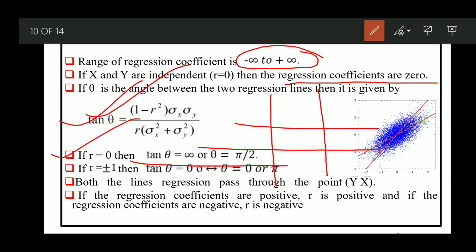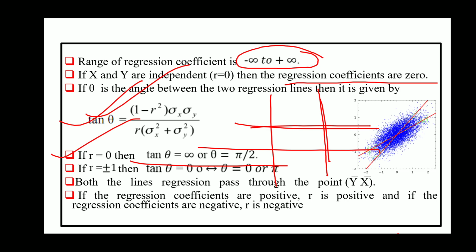That means we will not be able to predict one variable given the other variable in that situation. That means if your variables are independent, then the two regression lines are perpendicular to each other. In that situation, we are not able to predict one variable given the other variable.